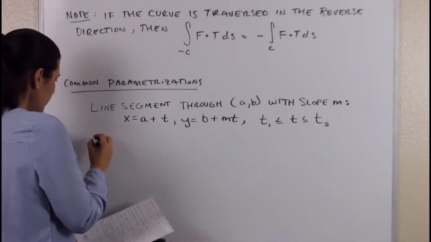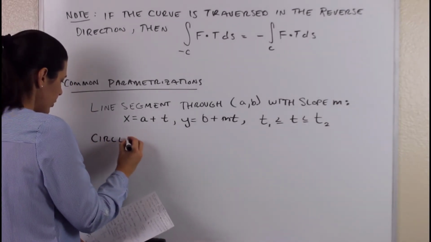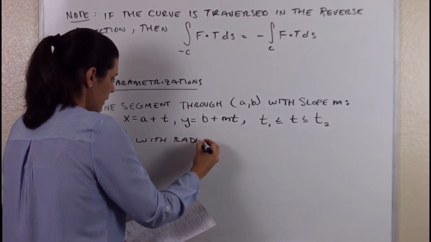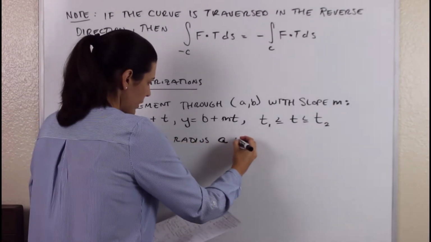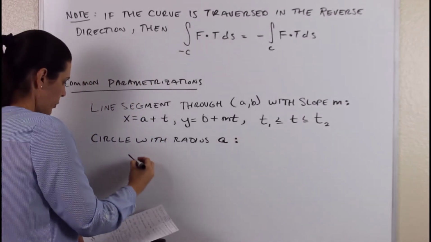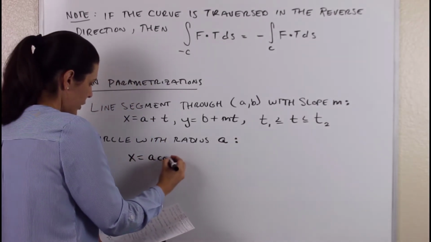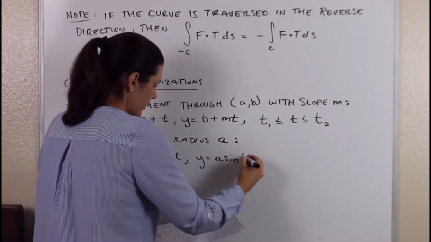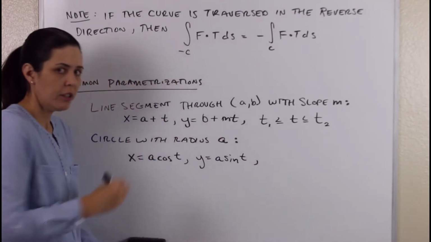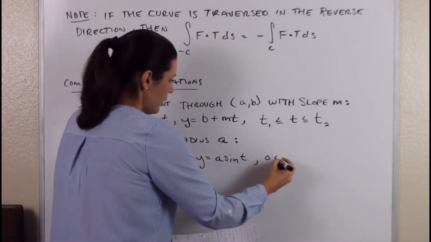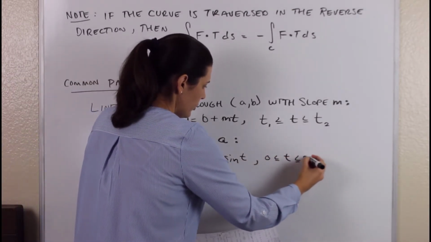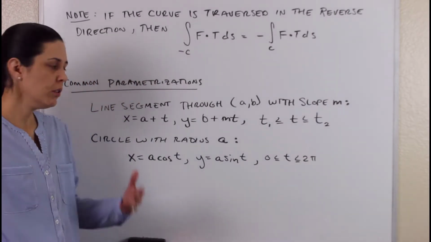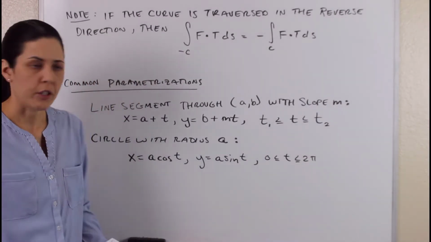Another one is a circle. Let's say your path is a circle and you know the radius, I'll say with radius a. A common parameterization for this would be x equals a cosine t, y equals a sine t. And if you're traversing the whole circle, t is going to go from 0 to 2 pi. So if you know your path is a circle, you can use this parameterization.